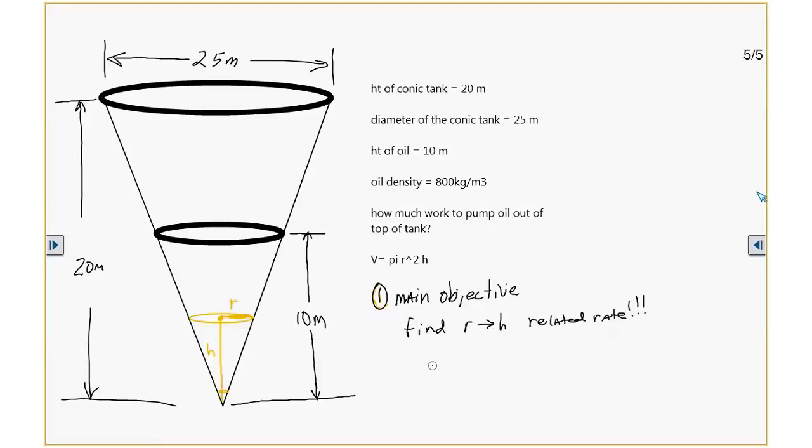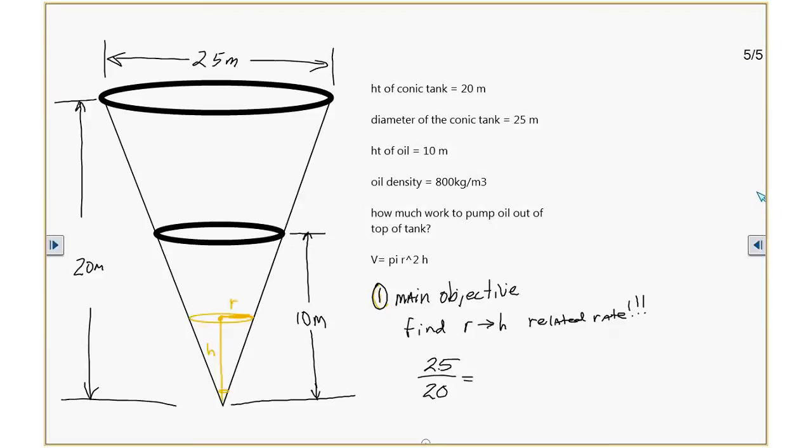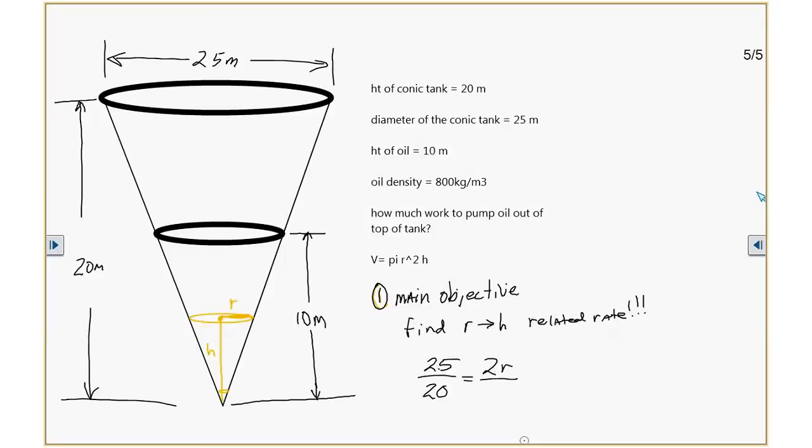25 is to what? 2R is to what? H. Solve that. Now, do you want it in terms of H or do you want it in terms of R? You want R equal to H because you've got to plug in H where?